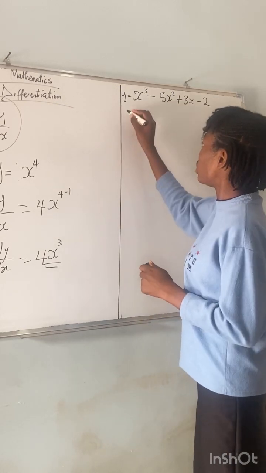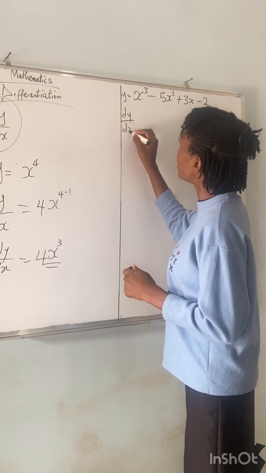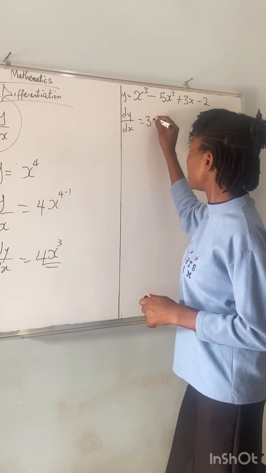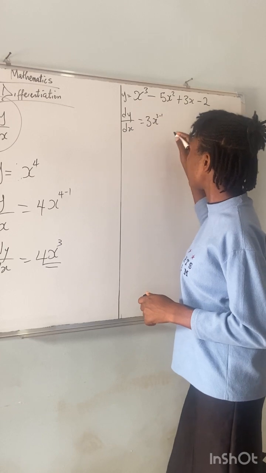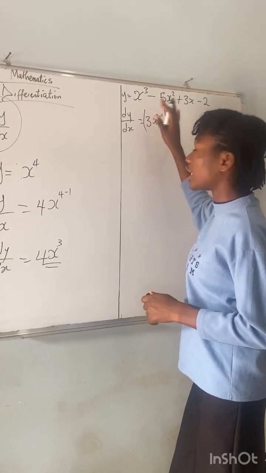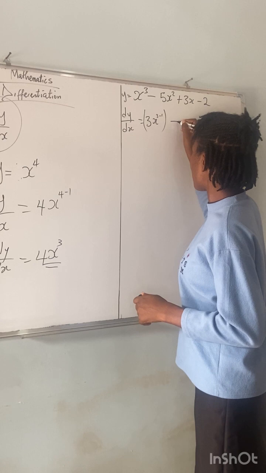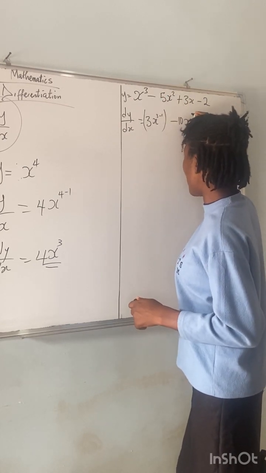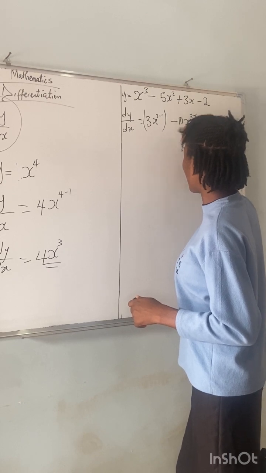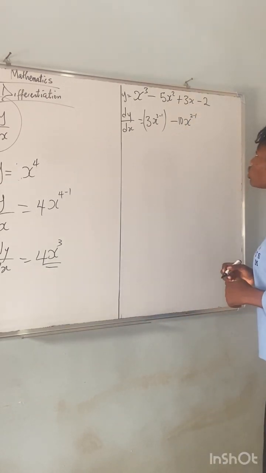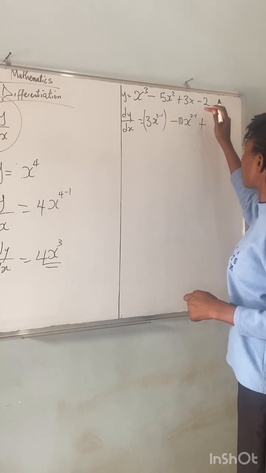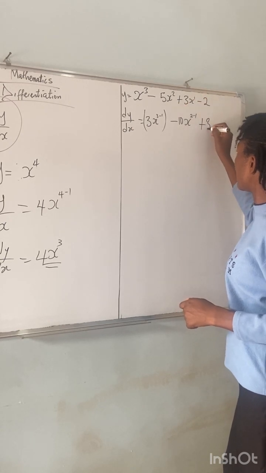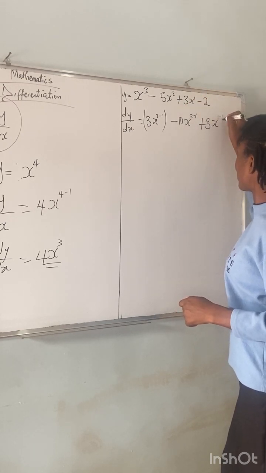So what do we do? Our dy dx, we multiply, right? The coefficient here remains 1. So we'll have 3x raised to power 3 minus 1. Let's use brackets to avoid confusion. Then we have minus 5 times 2, which is 10, so minus 10x raised to power 2 minus 1. And then we have plus 3. Now the power of our x here is 1, right? So we have 1 times 3 to give us 3, and then x raised to power 1 minus 1.